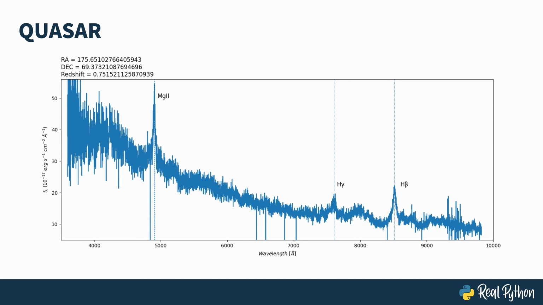This is the graph of the emissions of a quasar. In fact, it's the one I used to demonstrate redshift. The 3 peaks in the graph correspond to the emission lines of magnesium-3 and the gamma and beta values of hydrogen in the Balmer series. The spectral lines have been shifted, which is how the redshift got calculated.